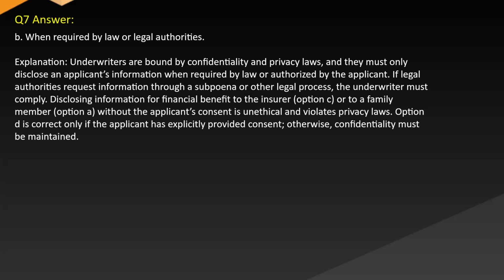If legal authorities request information through subpoena or other legal process, the underwriter must comply. Disclosing information for financial benefit to the insurer, option C, or to a family member, option A, without the applicant's consent is unethical and violates privacy laws. Option D is correct only if the applicant has explicitly provided consent. Otherwise, confidentiality must be maintained.